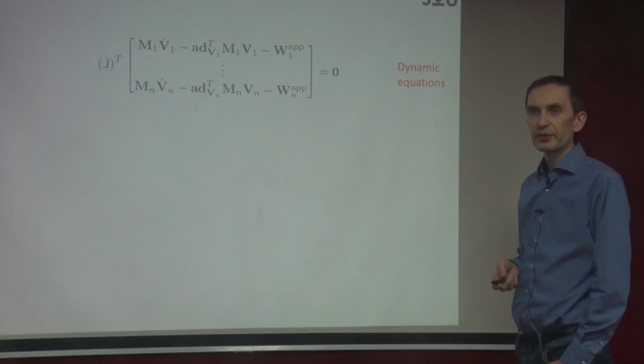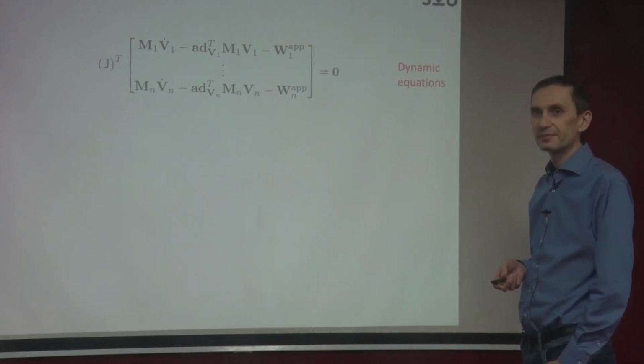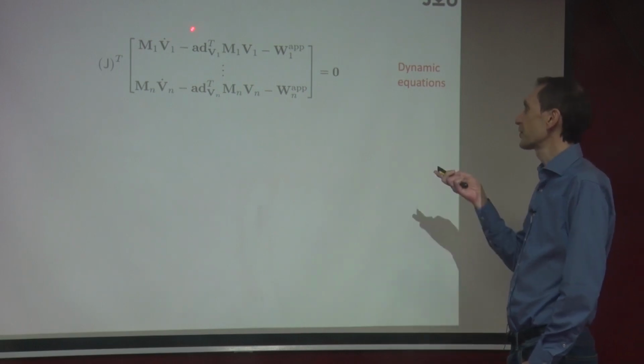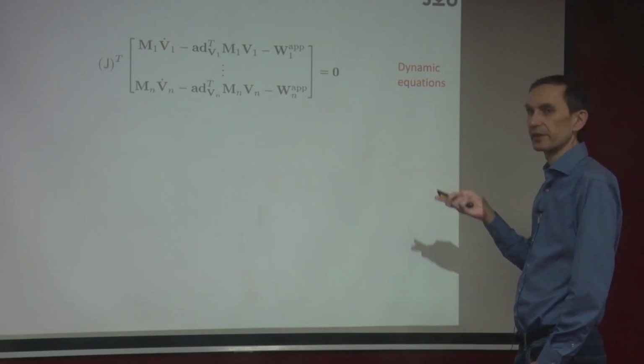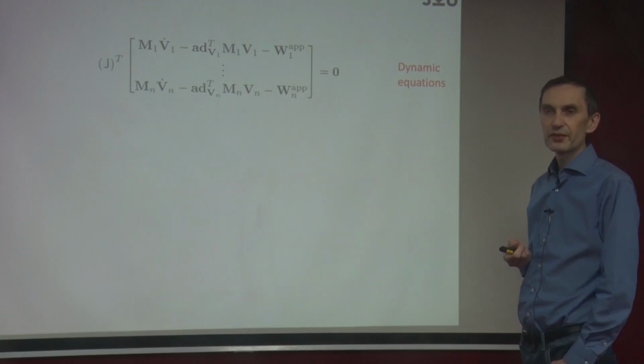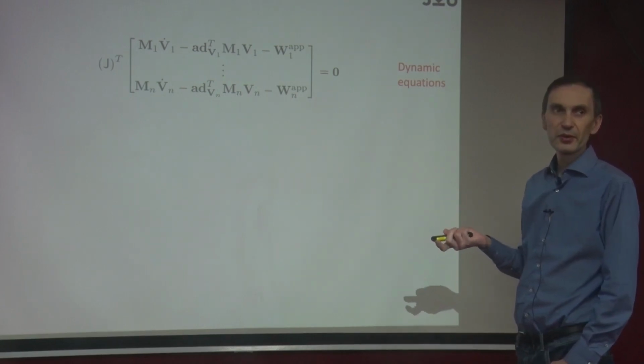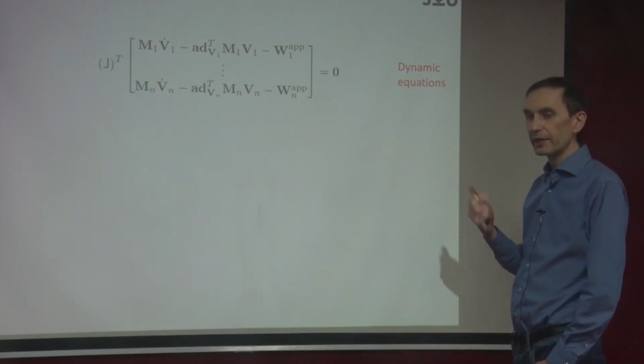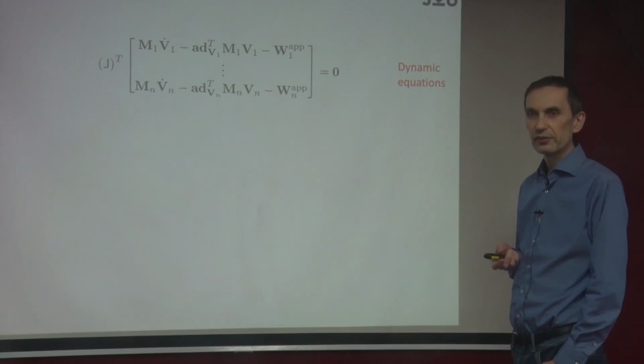But for how many unknowns? Well, the unknowns are still the velocity 1 to n. Which means 6n unknowns, because each of them is 6. So you have n equations for 6n unknowns.